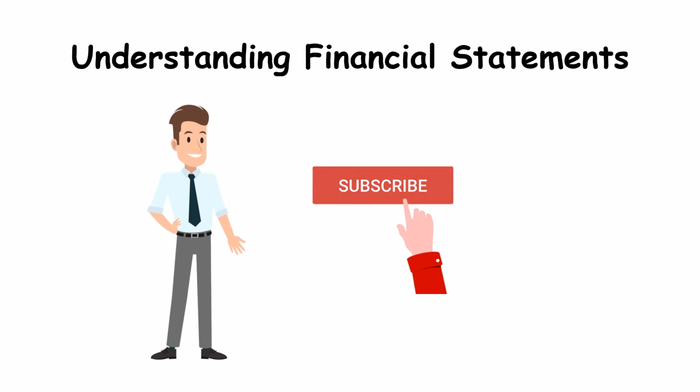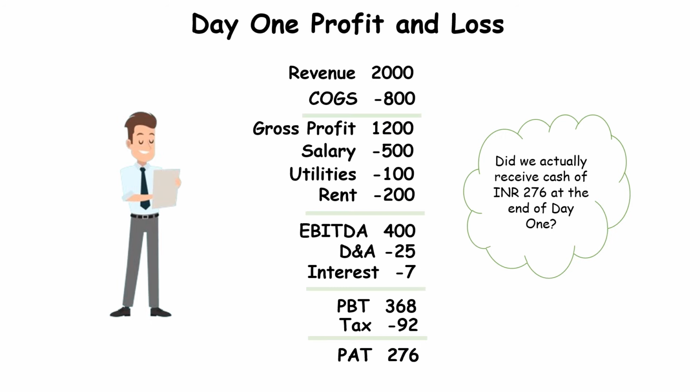In this video, we'll try to understand the day 1 cash flow statement. In the last video, we created our day 1 profit and loss statement, which looks like the page in front of you. We had revenue of 2000 rupees, then certain expenses, and finally a profit of 276 rupees.